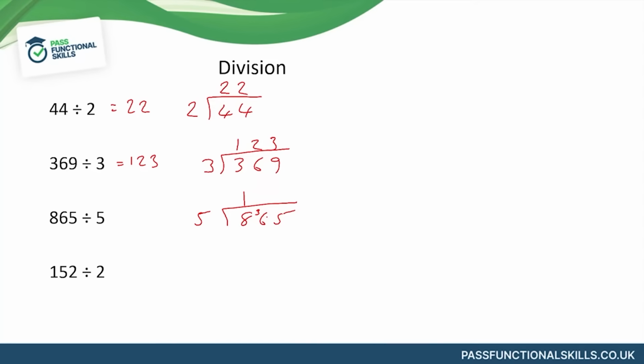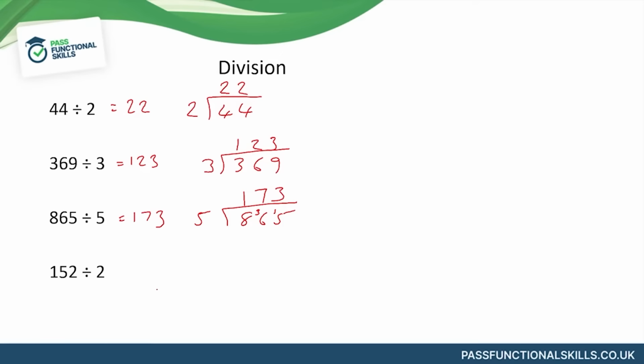Now 36 divided by 5 is 7. 7 5s are 35, so that is a remainder of 1. So the 7 goes on the top, and that remainder we park on the next digit. So the 5 becomes a 15. 15 divided by 5 is 3. So the answer is 173.